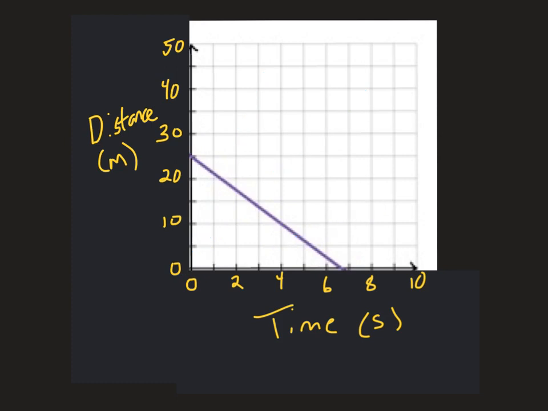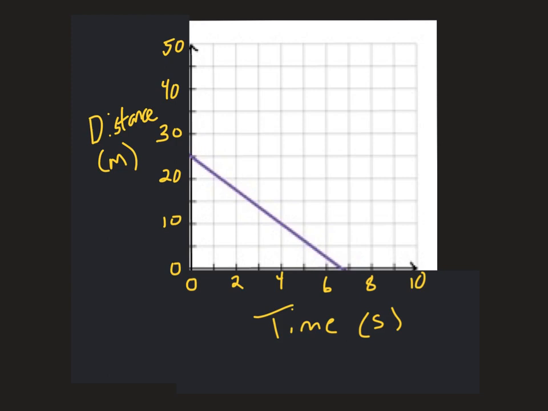So what I want to show you guys is how you can figure out the slope if you're given a graph like this one here where we don't have a table of values and we don't start at the origin. We don't start at 0, 0. We can still find the slope of this.